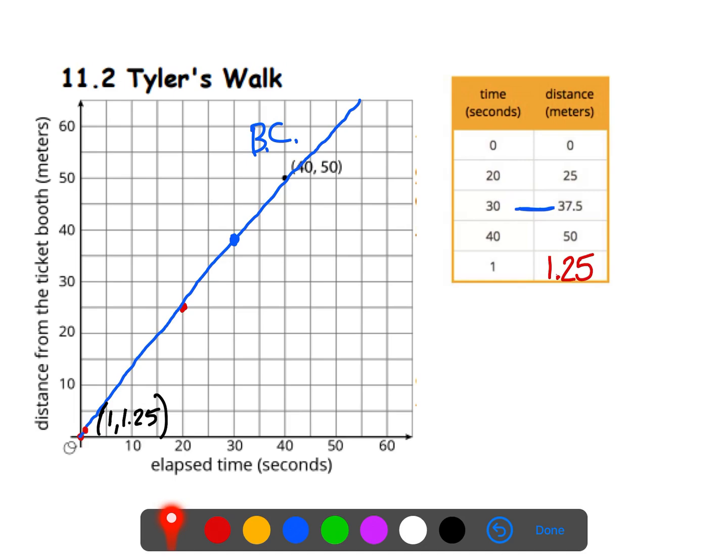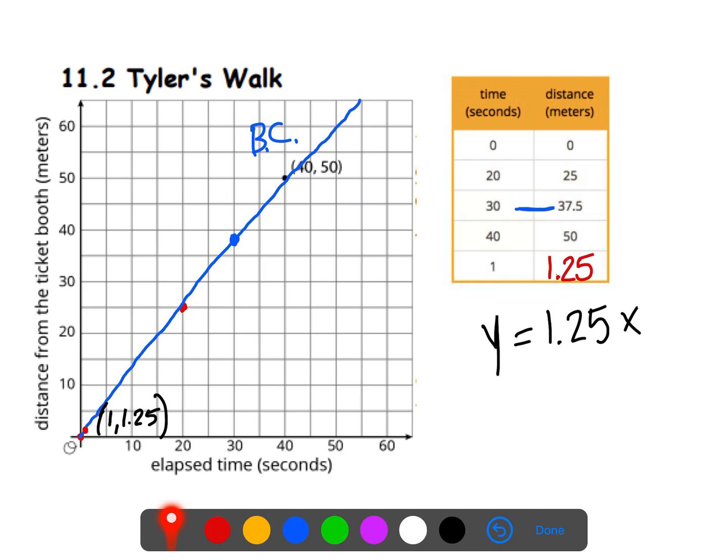We could also, just as a quick review of yesterday, make an equation for this. So if we're following that format of y equals k times x, our k value we've known for a while is 1.25, so y equals 1.25 times x. Our x is our time, and our distance is our y value. So if I use this equation, I could take any time in seconds and multiply it by our constant of proportionality to figure out how far he had gone.